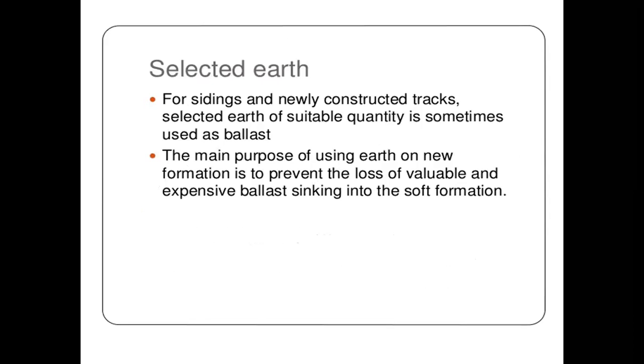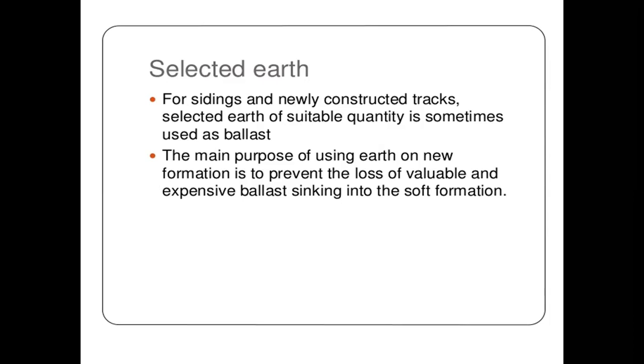The selected earth. For sidings and newly constructed tracks, selected earth of suitable quality is sometimes used as ballast. The main purpose of using earth on new formation is to prevent the loss of valuable and expensive ballast sinking into the soft formation. While laying a new railway track, selected earth of suitable quality is used because of the constant loading of the locomotive on the rails and sleepers.